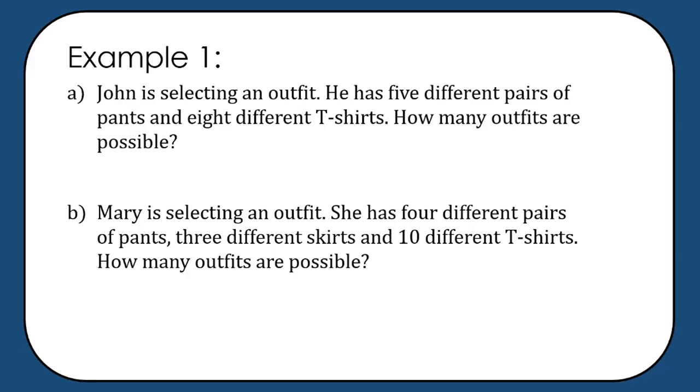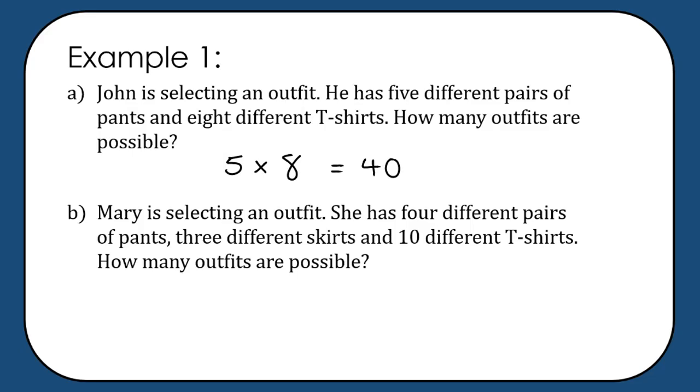So John is selecting an outfit. He has 5 different pairs of pants and 8 different t-shirts. How many outfits are possible? So he's going to wear pants and a t-shirt, so we're going to need to multiply together the options here. He has 5 pairs of pants and 8 different t-shirts. So altogether there are 40 different outfit combinations that he could wear.